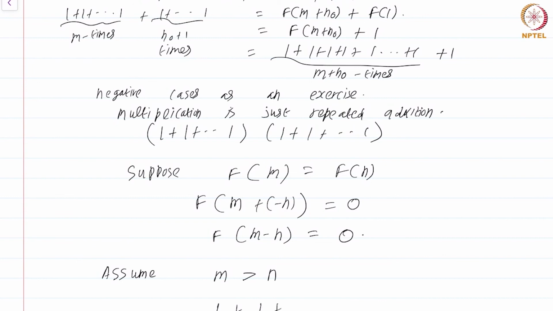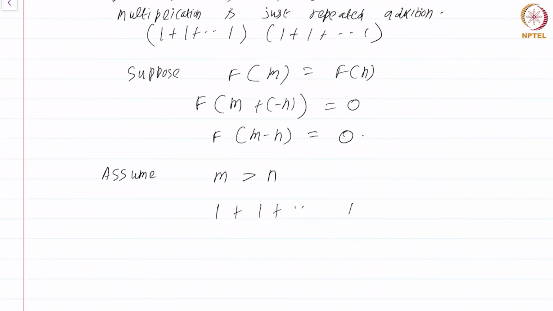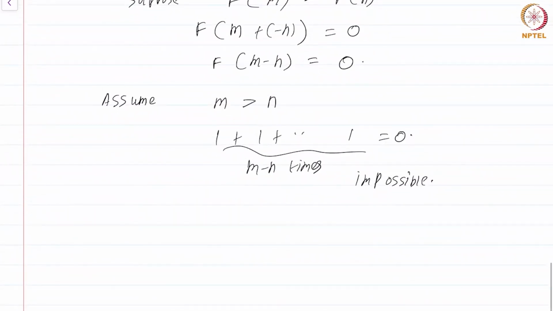But that means 1 plus 1 plus 1, m minus n times, is equal to 0. But you have just proved as an exercise, as a part of the previous proposition, that 1 plus 1 plus 1 plus 1 is always greater than 1 plus 1 plus 1 times lesser, and inductively it will be greater than 0. This is not possible. This is impossible. Okay. So the net conclusion is that you must have the map f to be injective.